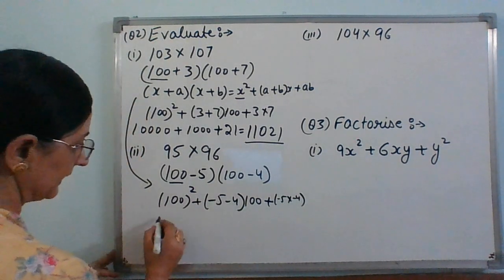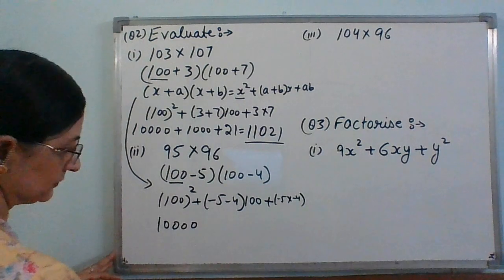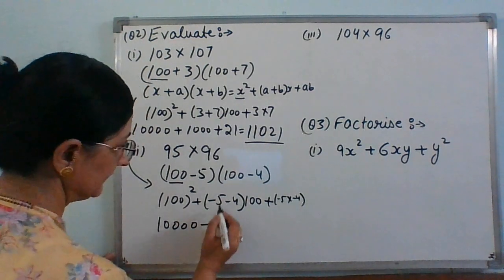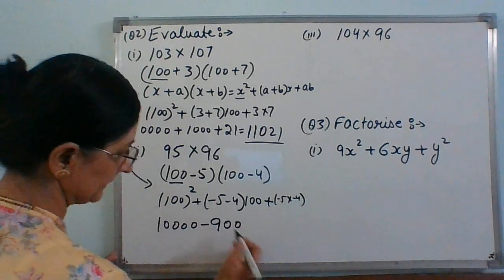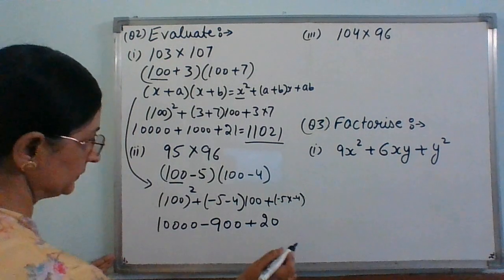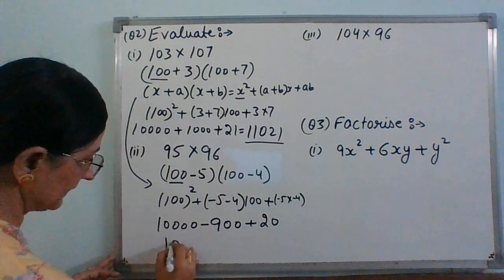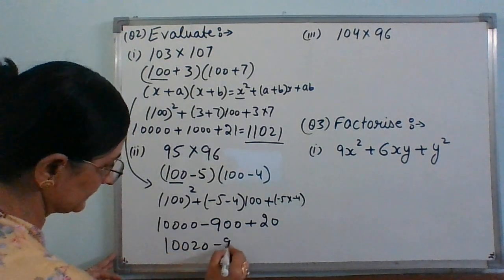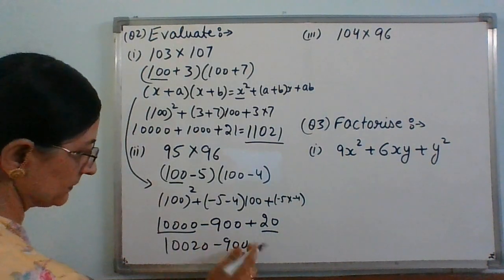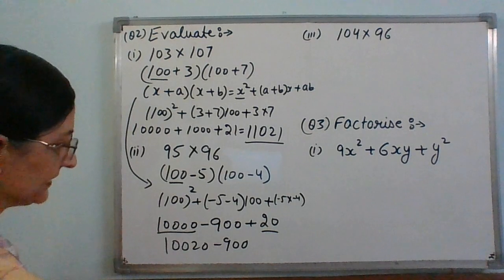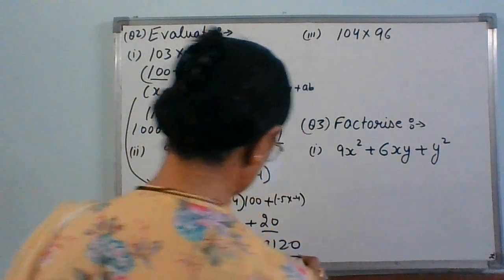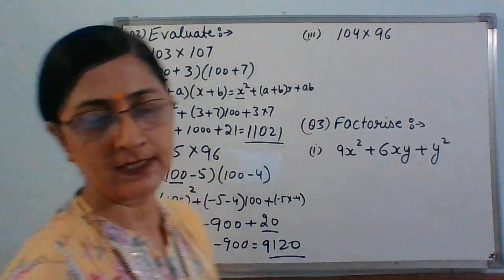So let us see, 100 square means 10,000, 4 zeros. Minus 5 minus 4 is minus 9, minus 9 multiplied by 100 is minus 900. Minus 5 into minus 4 is plus 20. When you add these two, it becomes 10020 minus 900. When you add 20 to this, positive, right? Positive, positive, you are supposed to add, then subtract the negative number. So then you get the answer 9120. So this will be the answer when you solve this, right?